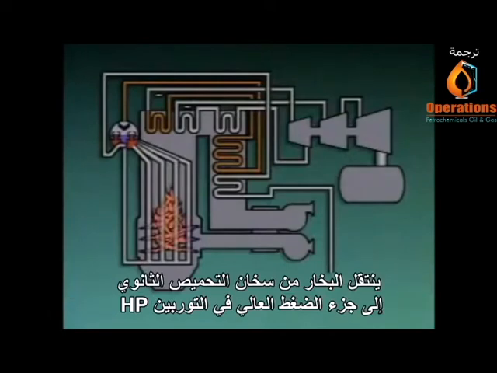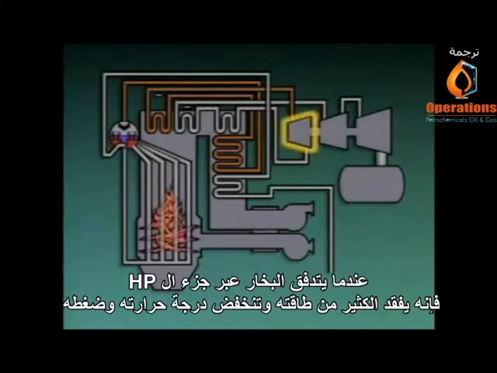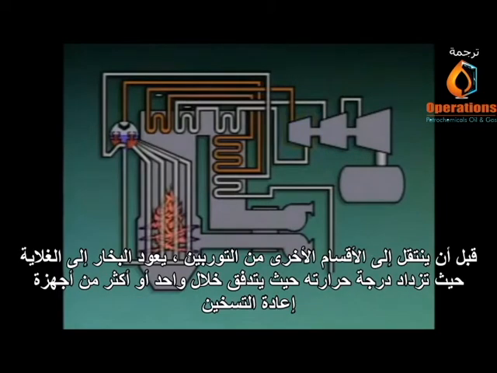From the secondary superheater, the steam goes to the high pressure or HP section of the turbine. As the steam flows through the HP section, it gives up a lot of its energy and its temperature and pressure drop. Before it moves on to the other sections of the turbine, the steam returns to the boiler, where its temperature is increased as it flows through one or more reheaters.